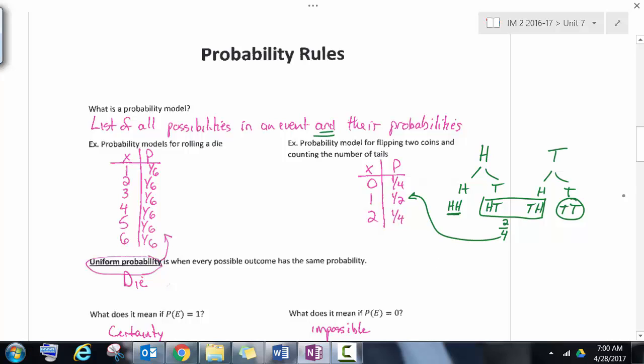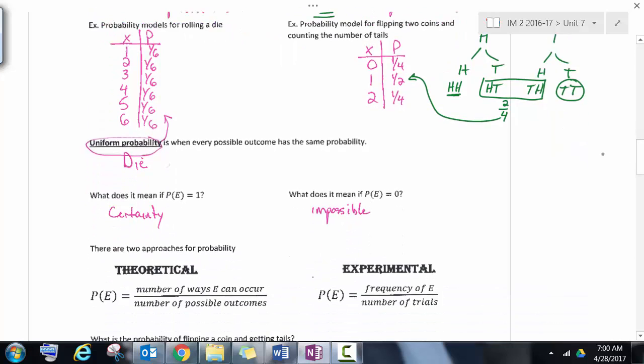Uniform probability is when every possible outcome has the same probability, like rolling a die. They all have the same probability, not like flipping a coin and looking for the number of tails, because we had a higher probability of getting 1 tail, because there's more ways to do it. What does it mean if the probability of an event is 1? It means it's a certainty. It's going to happen. We're not playing the odds, it's going to happen. As opposed to if the probability is 0, it means it's impossible. It can't happen. Ever, if the probability is 0.